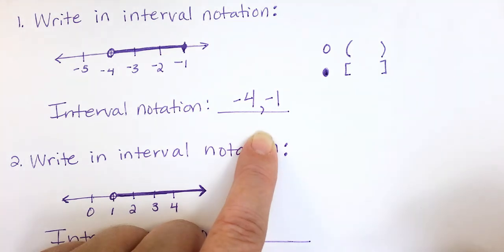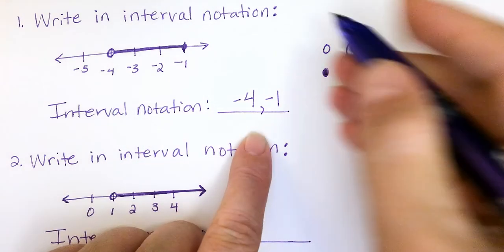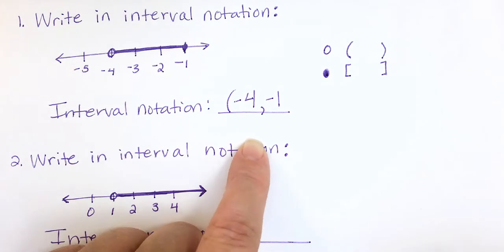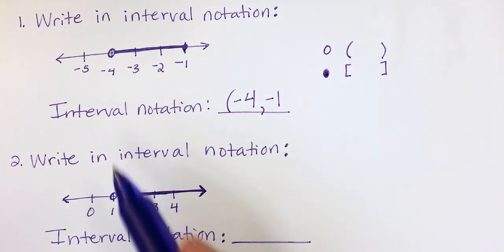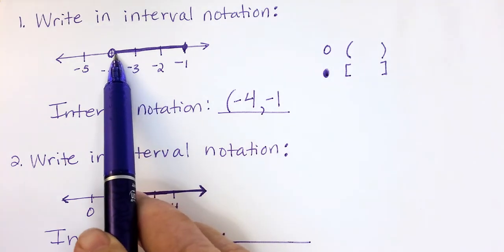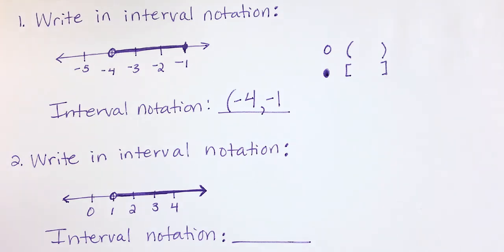So let's look at our problem. Negative 4 is an open circle. That tells me that I need to use a parenthesis here with negative 4. The parenthesis represents that negative 4 out on the graph is an open circle and is not included in the interval. I'm not including negative 4, but I am going to include all the numbers up to negative 4. Very, very close, but not actually negative 4. We use negative 4 as a starting place, but the parenthesis represents it's not included in that interval.